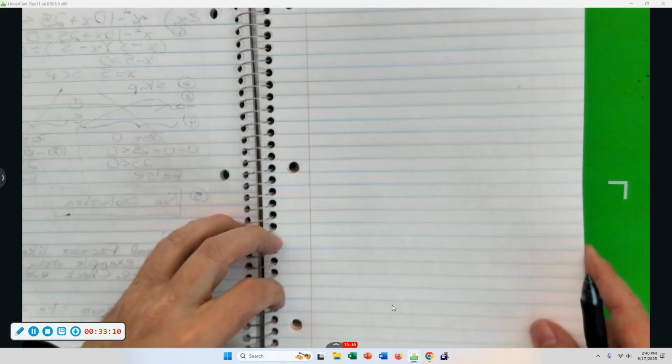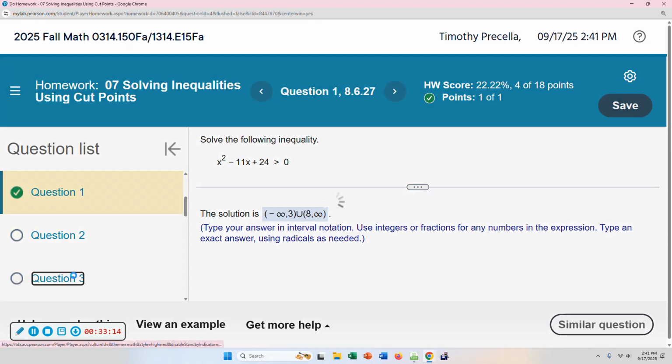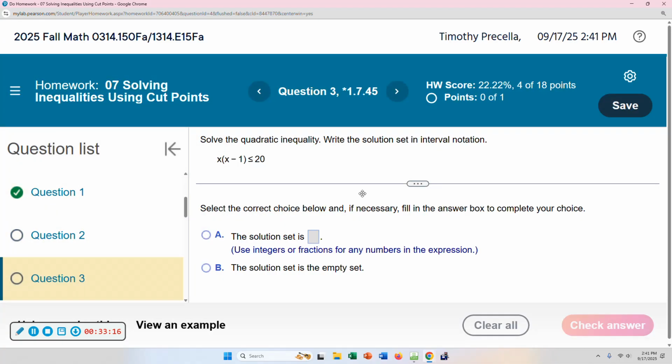Number 3. x times x minus 1 is less than or equal to 20. Oh, this is the first time we've seen a less than or equal to in the problem. Notice it doesn't say anything about cut points. It just says solve the inequality and write it in interval notation.